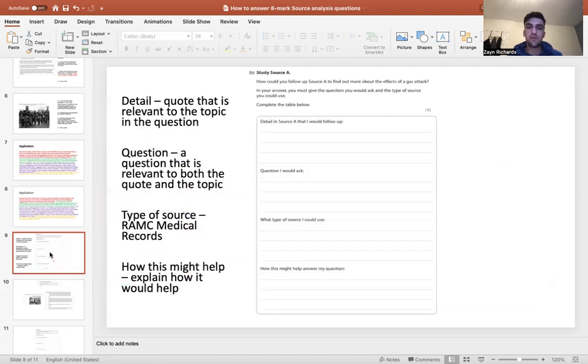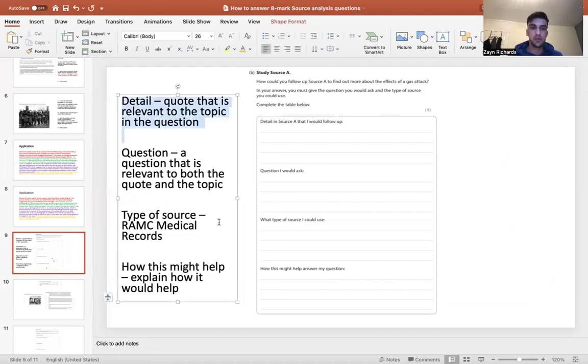Then the question that you get afterwards is how could you follow up source A to find out more about the effects of a gas attack? So I'll just briefly talk through that. This question can be quite tricky if you don't actually know how to do it. So when it asks you to pick out a detail in source A that you would follow up, you want to pick out a quote that is relevant to the topic in the question. Now, the topic in the question is the effects of a gas attack, not the reasons why gas was used, not the efficiency of gas, but the effects of gas.